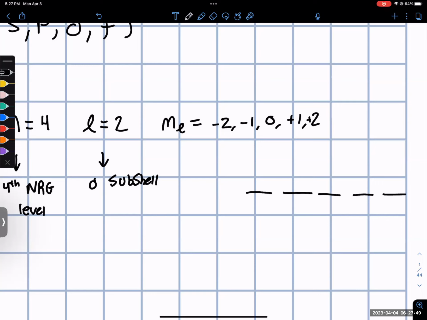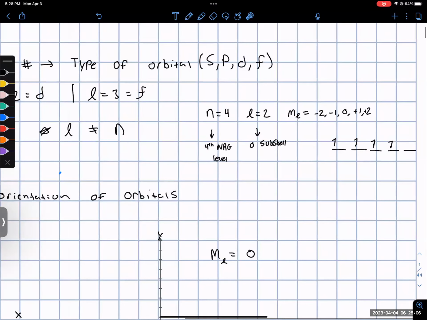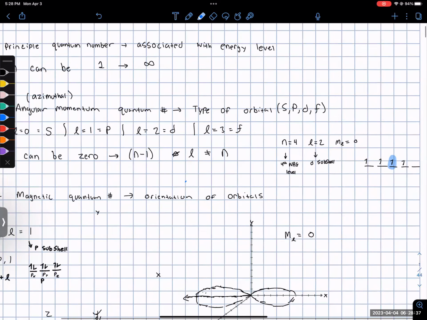Let's just say we can have these electrons here. And let's say we want to talk about this one right here. We're only concerned about this electron for whatever reason. m sub l would equal 0. So again, we said n equals 4. So we're dealing with an electron on the 4th energy level that's in the d subshell, denoted by l equals 2. And we only care about the m sub l equals 0 electron, which would be this one right here. So again, it's getting more specific as we go down, and then the next one will get even more specific.